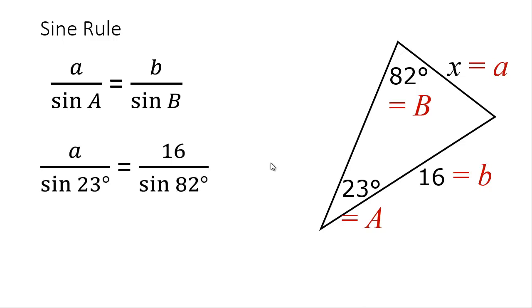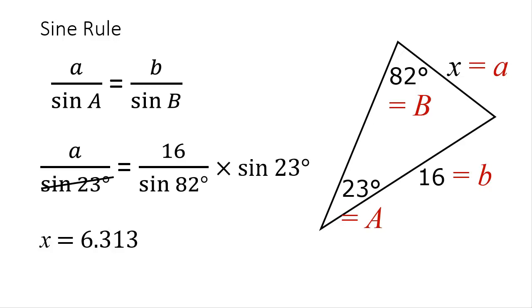So A is what we're trying to find. The angle opposite it is 23 degrees. B side is 16 and B angle is 82. So we want A, we need to get rid of the sine 23, and if it gets taken away as a division on one side, then using our algebra it's a multiplication on the other. And we type that literally into our calculator, and that gives us the side A, which is x, is 6.313 long.